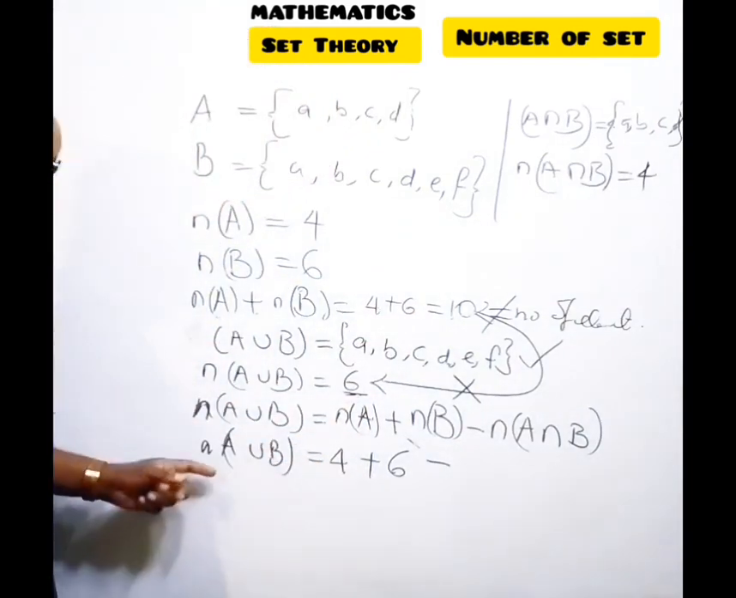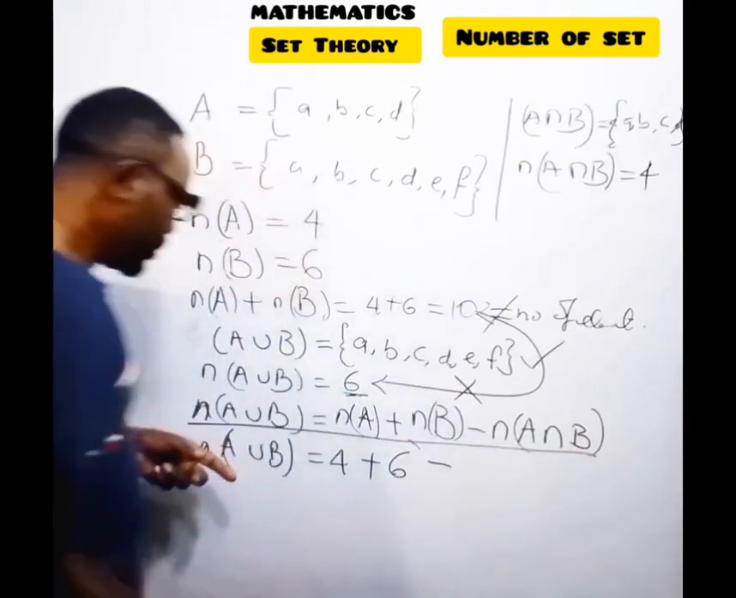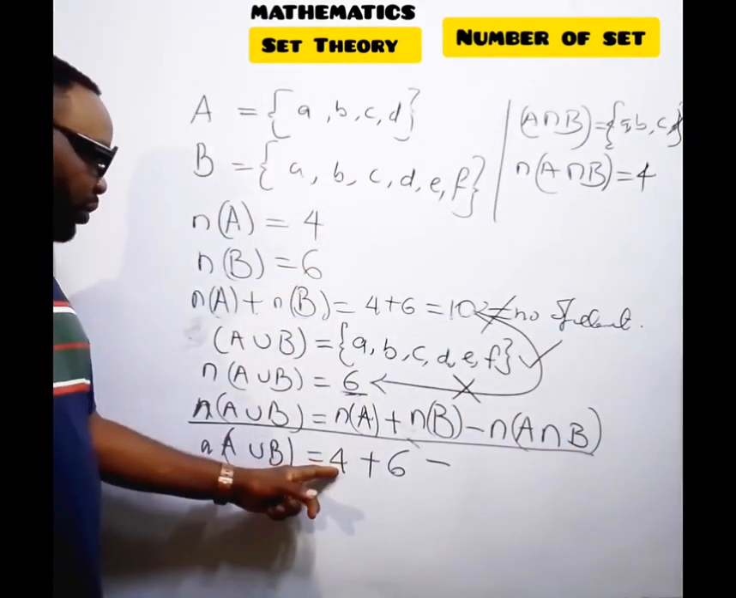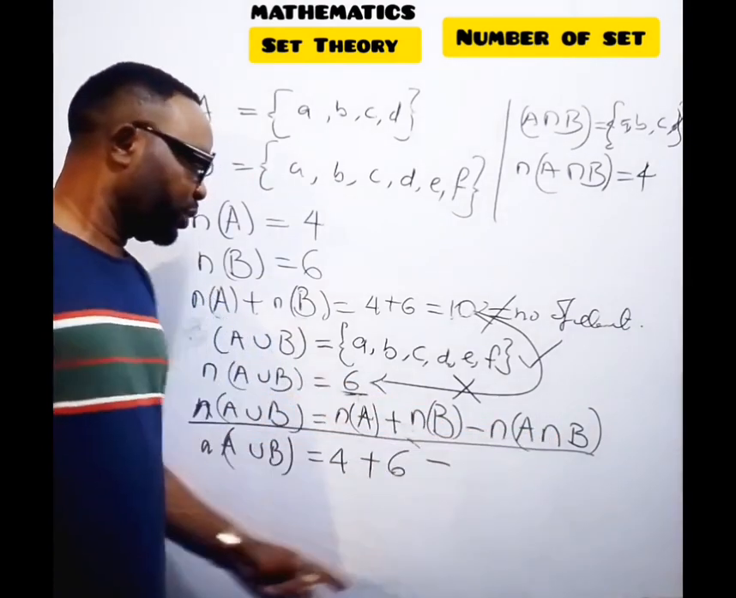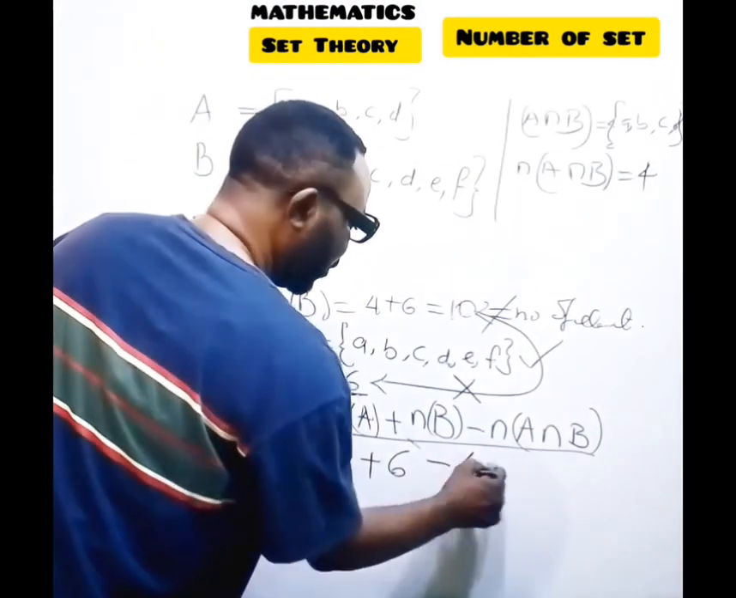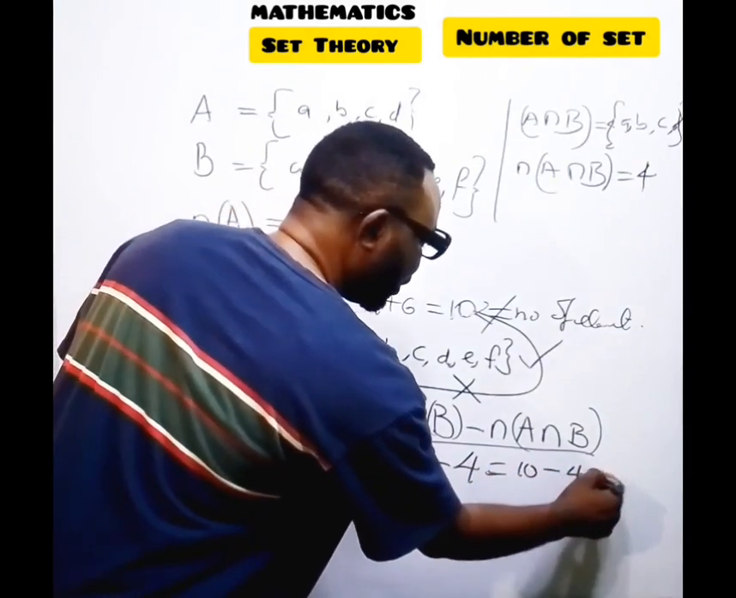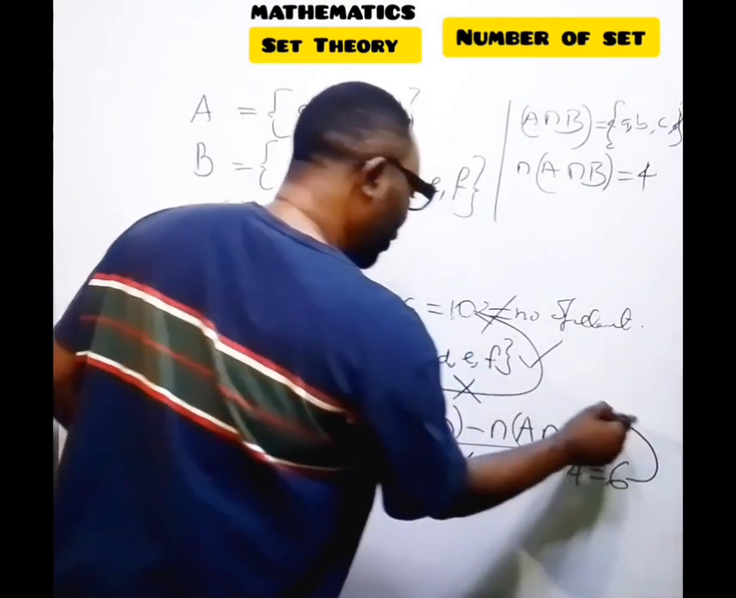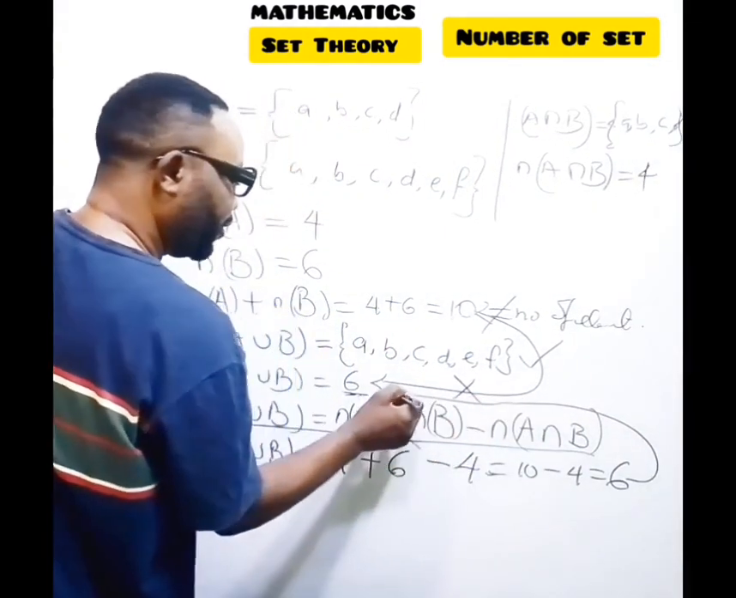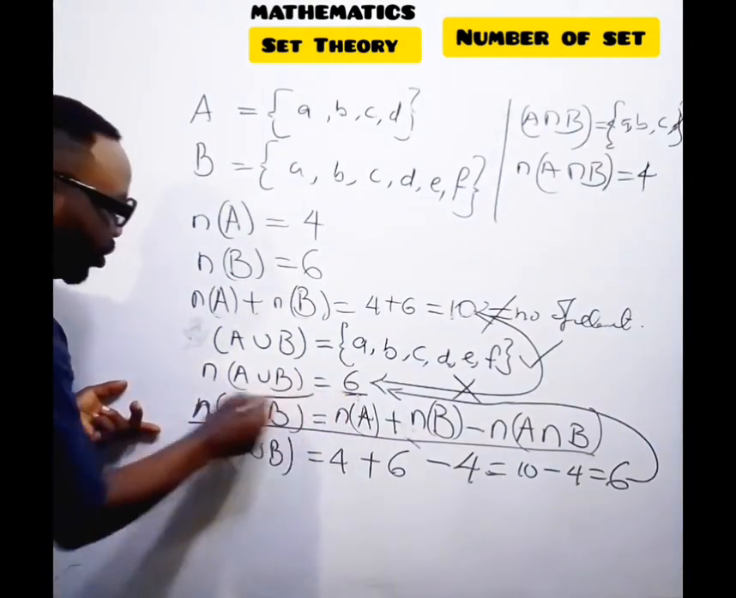So now n(A union B), as I've given in the formula, is equal to n(A) plus n(B) minus n(A intersection B), which is 4 plus 6, which is 10, minus 4, which is equal to 6. That is equal to the value we found before. You can see it is equal to this.